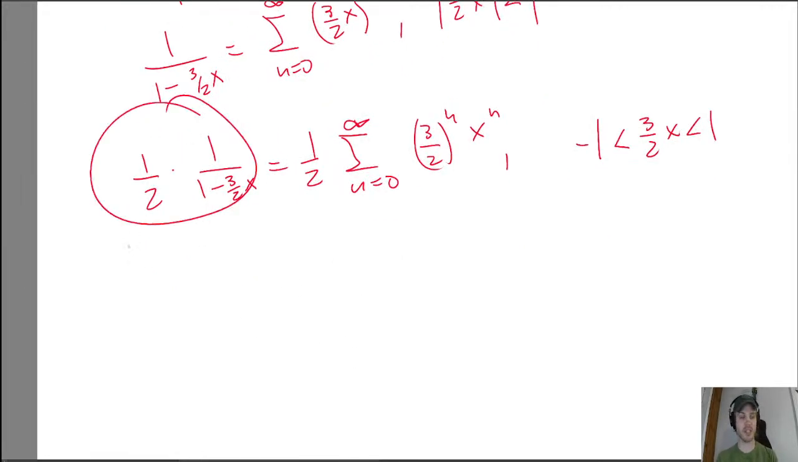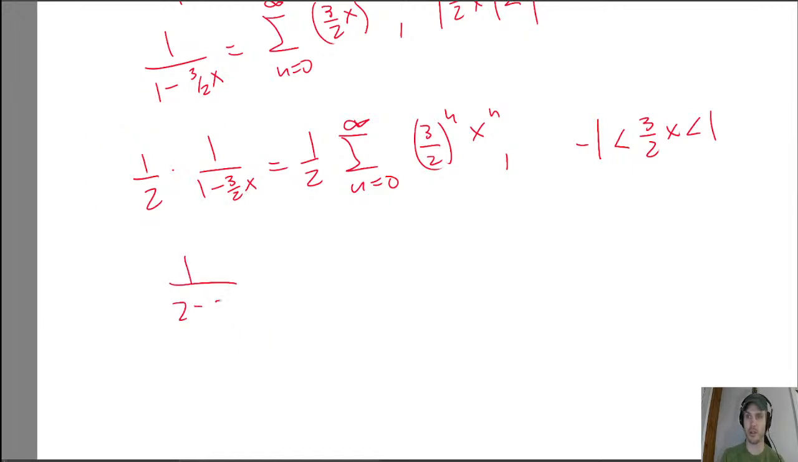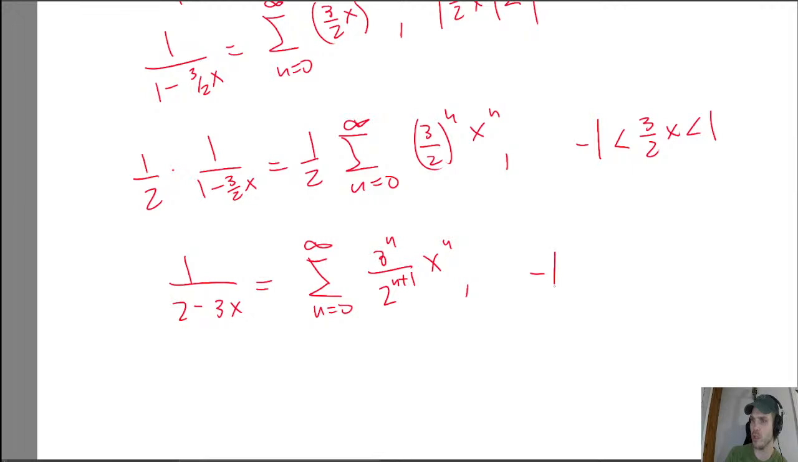Now I'm going to multiply these together to get back to the original thing, so it's 1 over 2 minus 3x equals, and then we can bring this in using the distributive property. The sum from n equals 0 to infinity of 3 to the n over 2 to the n plus 1, so I'm just multiplying that 1/2 by that, essentially using a power rule there, times x to the n. And the interval of convergence is between negative.